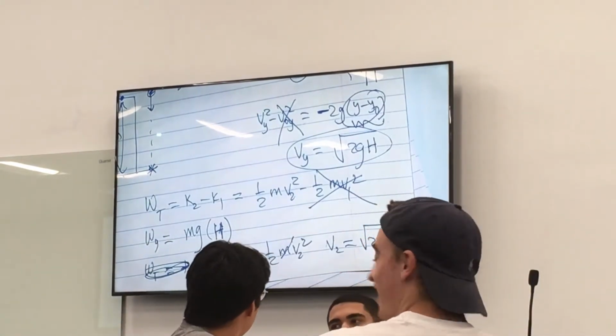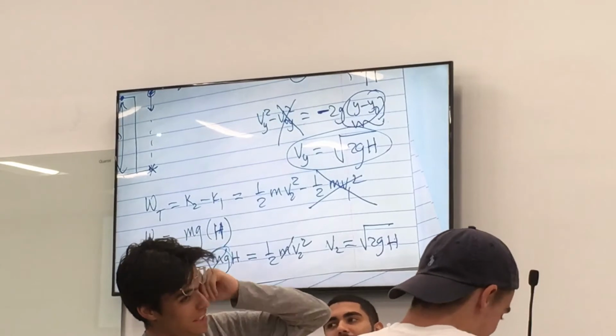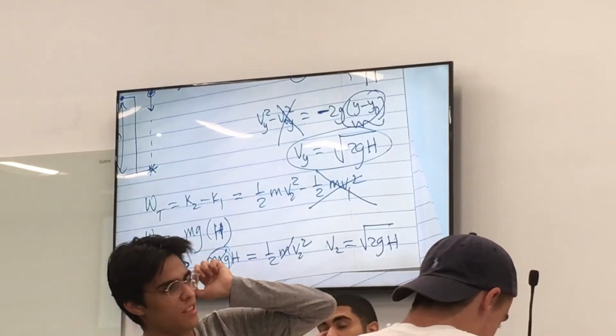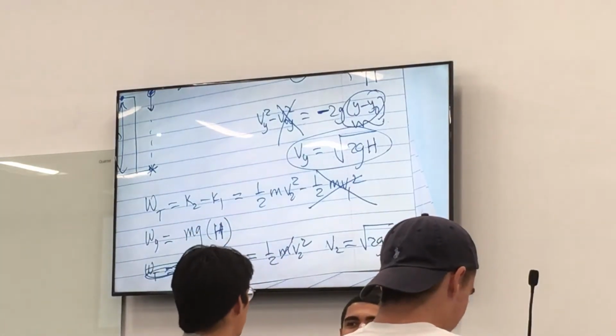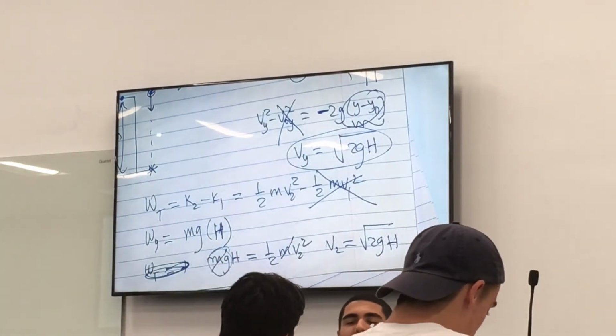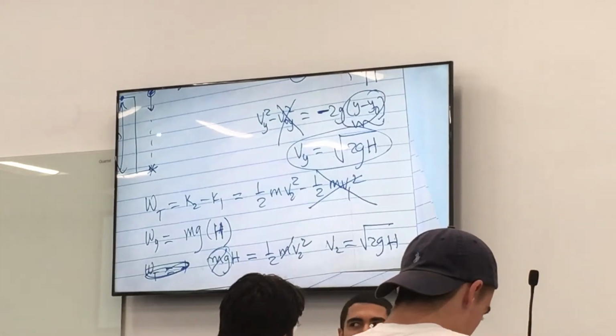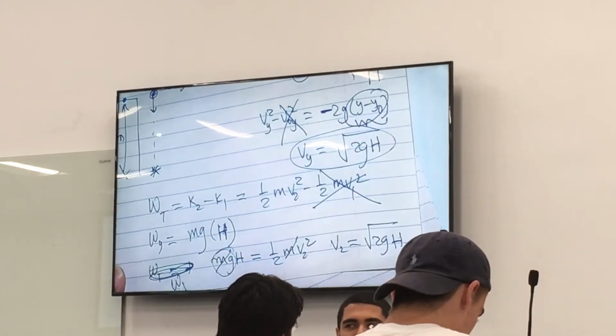That's great. You got it. Yes. Work done by gravity plus the work done by friction. You add them together. That's all. So all you have to do is write total work there.